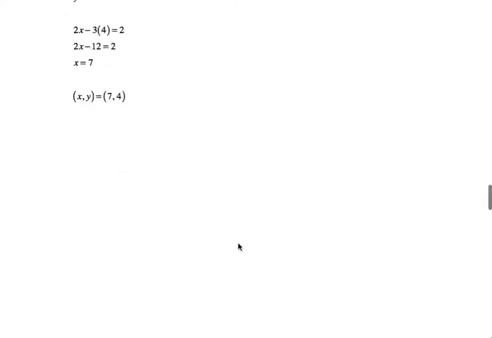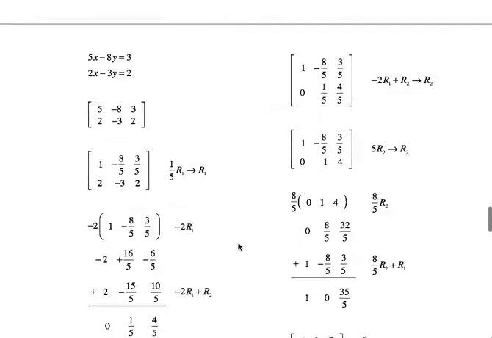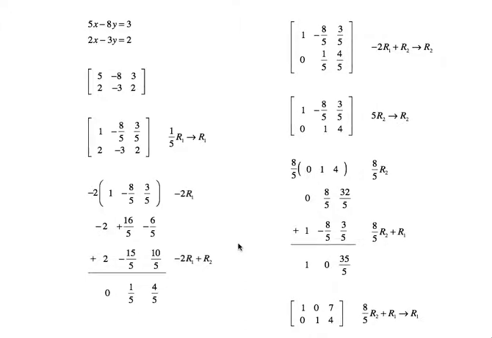And now finally I will go through row reducing the corresponding matrix. And so the corresponding matrix, as you can see, is 5, -8, 3 in row 1, and 2, -3, 2 in row 2. And since my first goal is to get a 1 in the upper left corner, I multiply that row times 1 over 5.